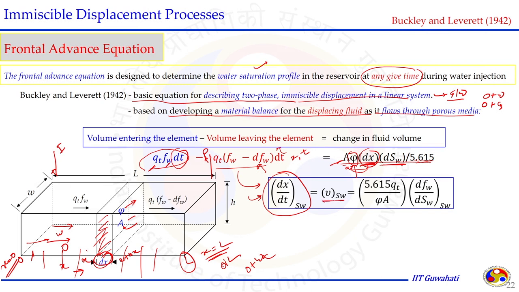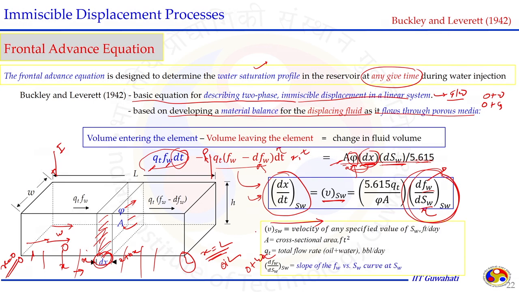So this is actually the velocity of that frontal phase that is moving through this porous media, and in this equation you will see another term that is also in the form of a derivative. It says how the fractional flow is changing with respect to saturation at a particular saturation. So if we want to calculate the value of the front movement, we need to know the value of this change in FW with respect to saturation.